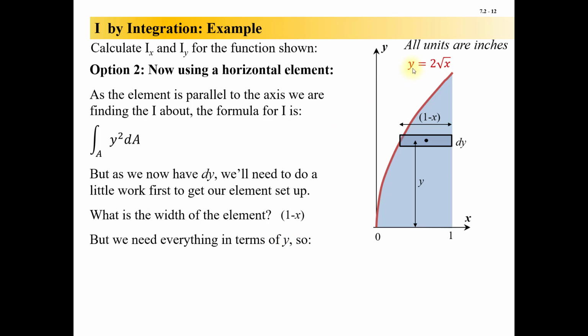So instead of y equals 2 times the root of x, we need to rearrange that. And we will get x is equal to 1/4 y squared by just dividing by 2 and squaring to get x, right? x is equal to 1/4 y squared. That makes 1 minus x, the width of this element, equal to 1 minus 1/4 y squared.